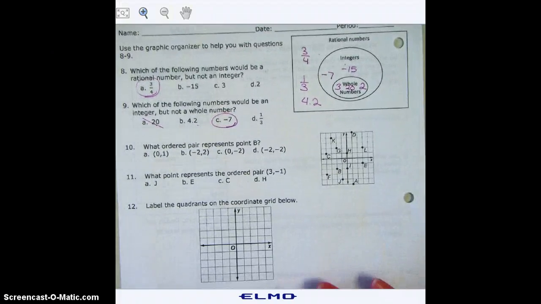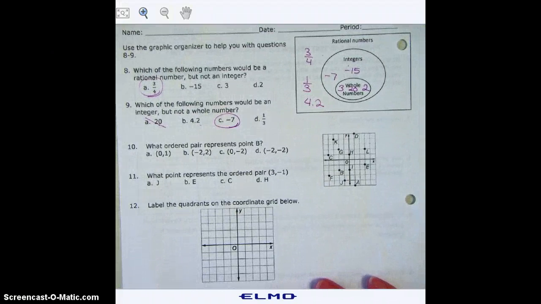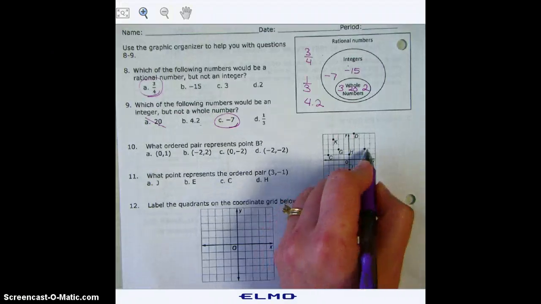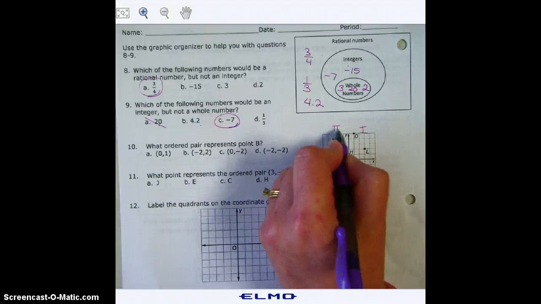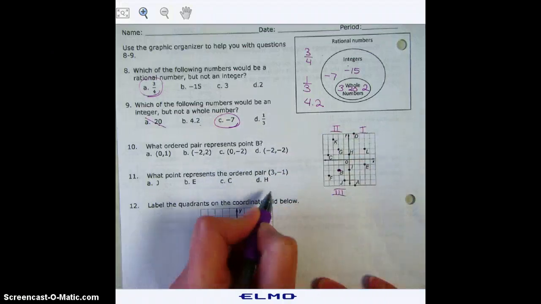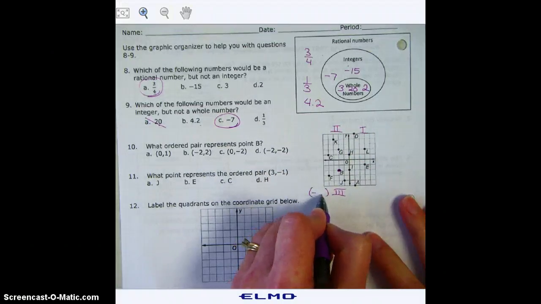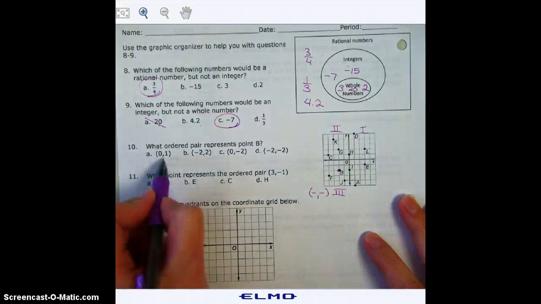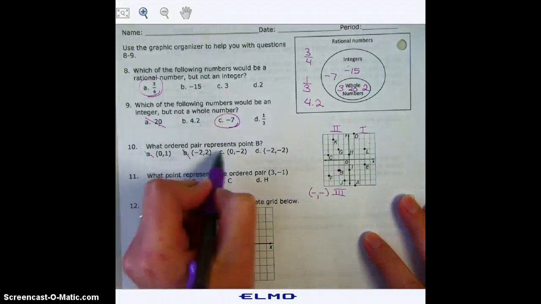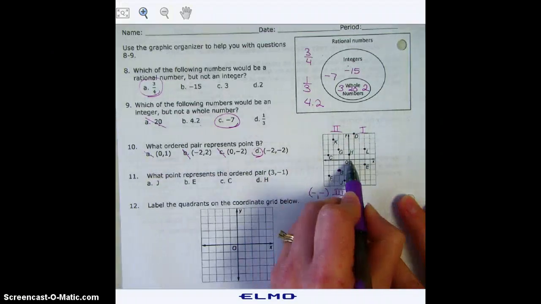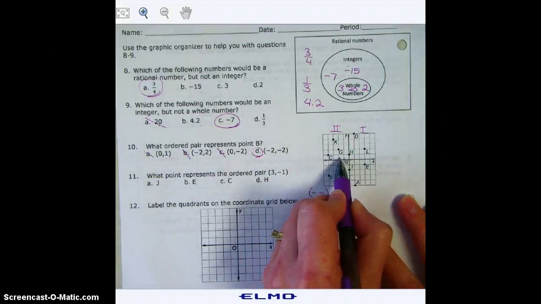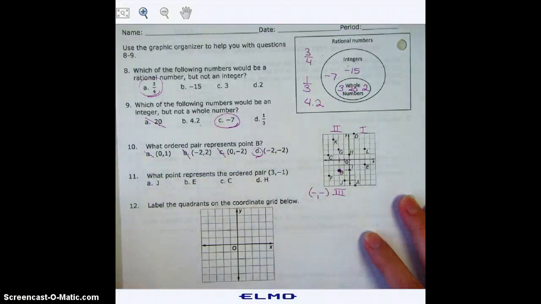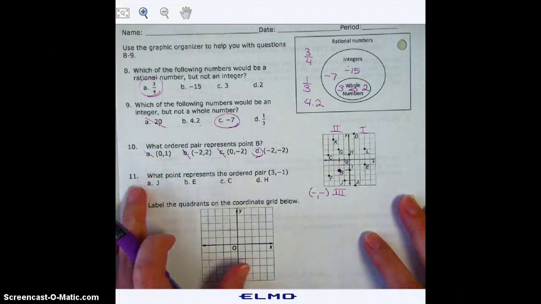It says, what ordered pair represents point B? All right, well, I need to find point B. It's right here. It's in quadrant not 1, not 2, but quadrant 3. Now, if I remember correctly, this is the negative quadrant where the x and the y are both negative. So if I look at my answer choices, the only one that's possible is answer choice D. Let's check. Negative 2, negative 1. Yes, answer choice D is the correct answer. Let's go on to number 11.